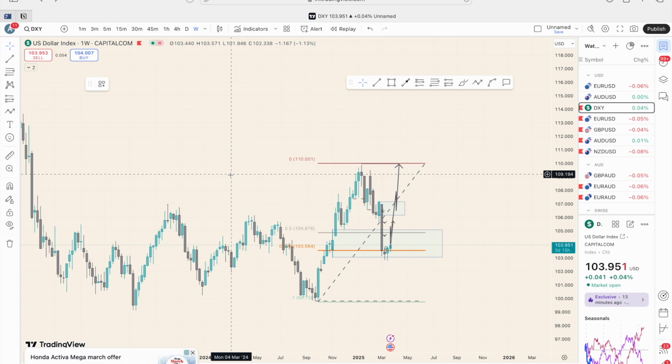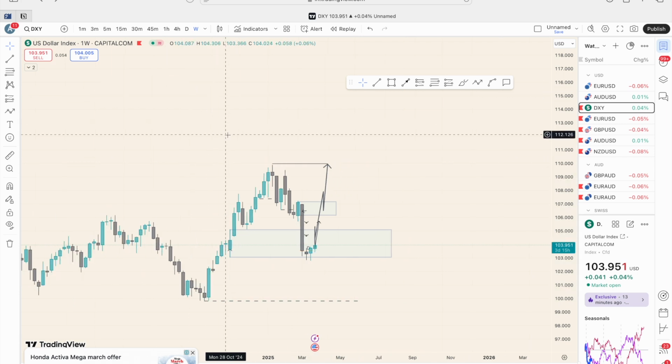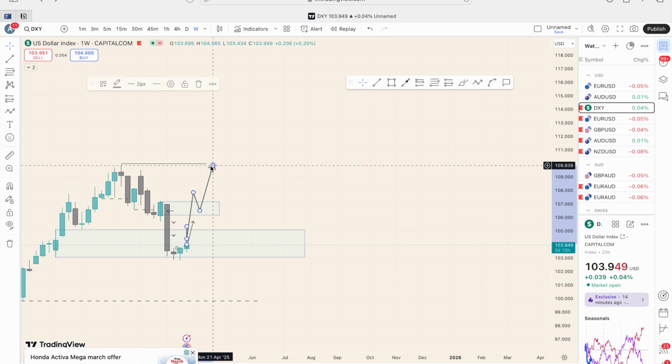As per the discount and premium zone, we are pretty much reacting from the 0.62 fib level, which is known as the golden range of a Fibonacci retracement. And then we can see a reaction toward the upside from this fib zone. I would definitely commend it for bullish momentum in the future. So let's move ahead with the USD pairs.